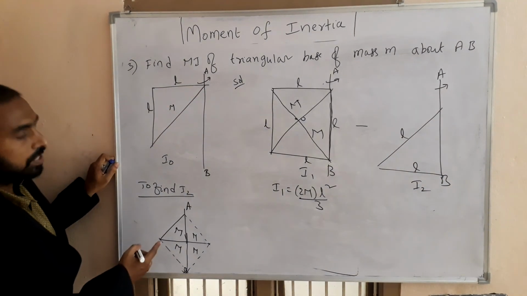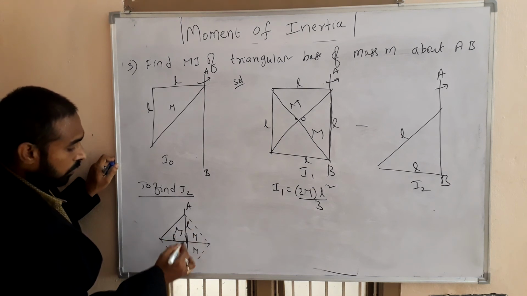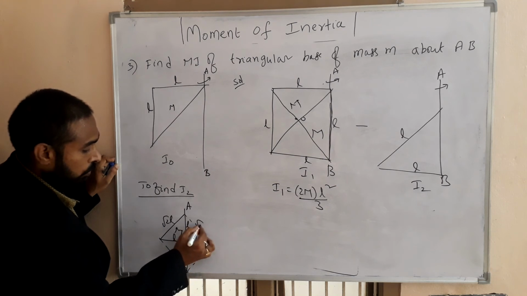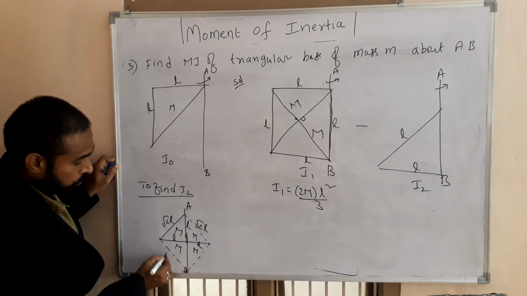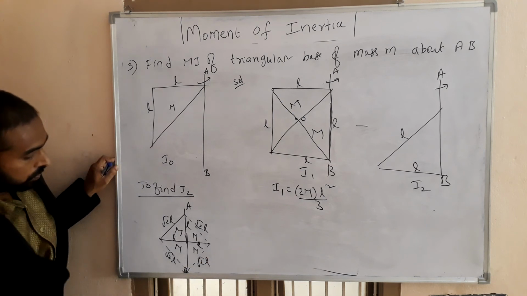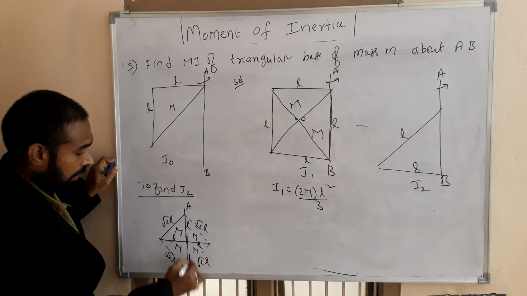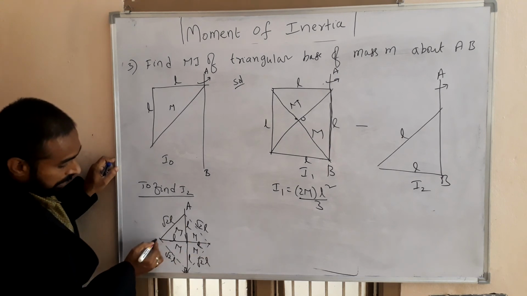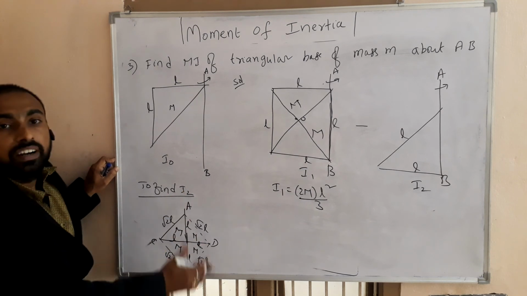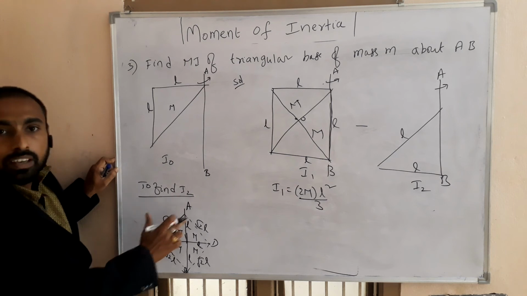Which length is L here? This is L and this is L. This means this is root 2 L, this is also root 2 L, this is also root 2 L, and this is also root 2 L. Now A, B, C, D, we will consider it as a complete uniform square. Side length is root 2 L.